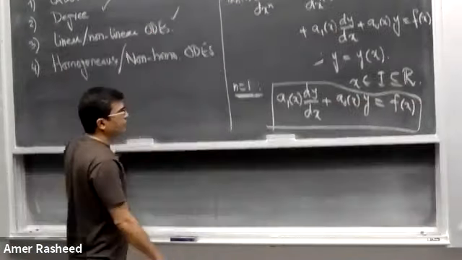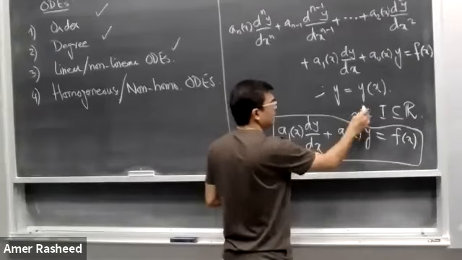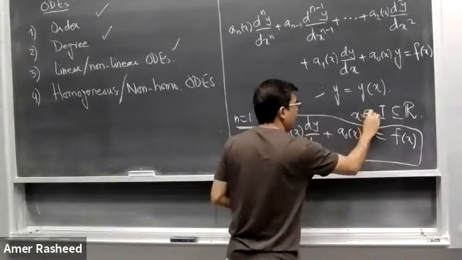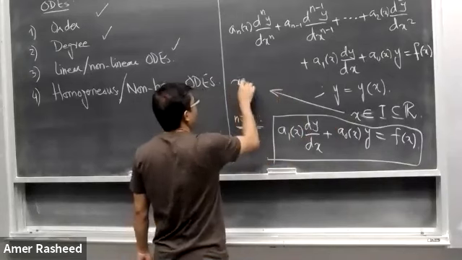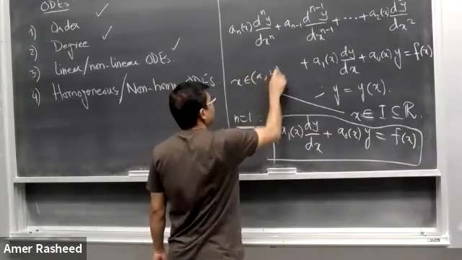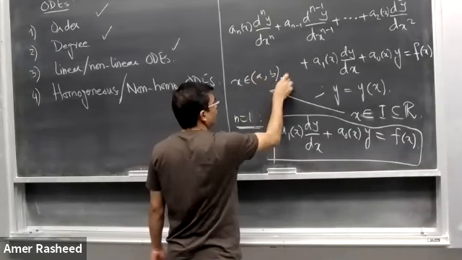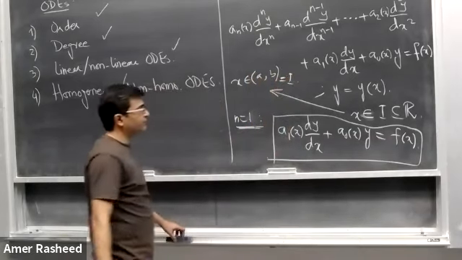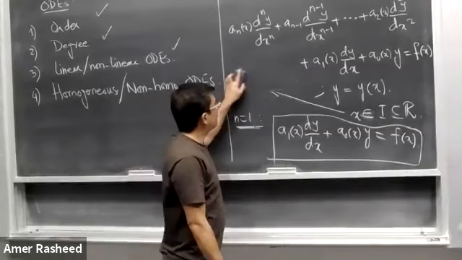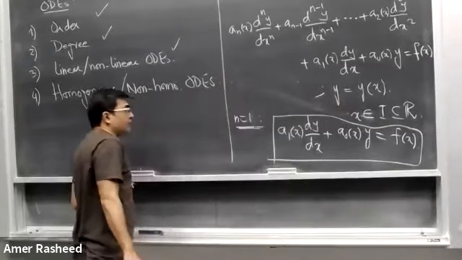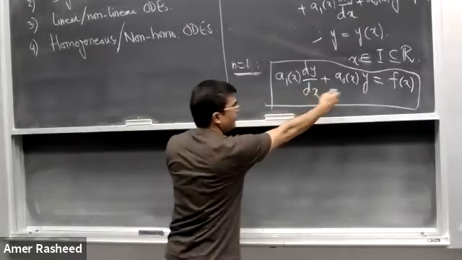Sir, what have you written next to x above, with the real numbers? Here, x belongs to I, and I is some interval. Yes sir, thank you. That is the domain. For example, you can say that I is the interval (a, b), and this interval I call it I. So this is a first order linear ODE.